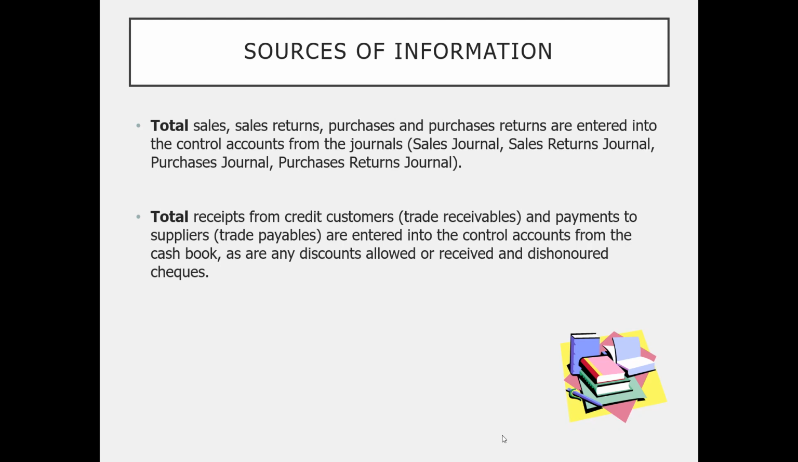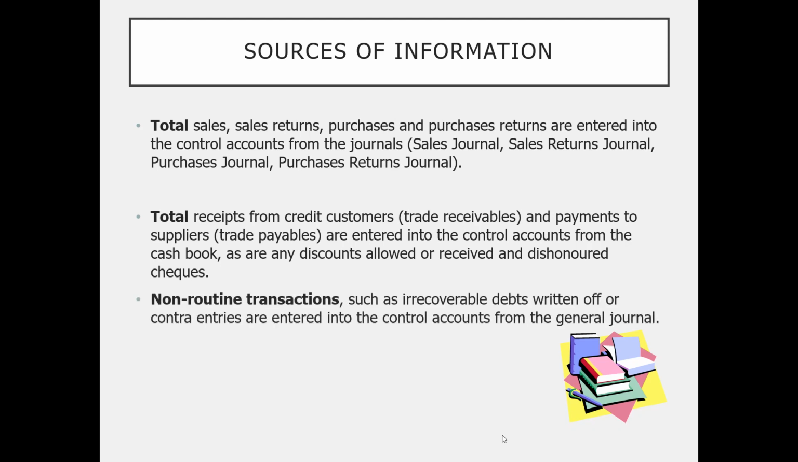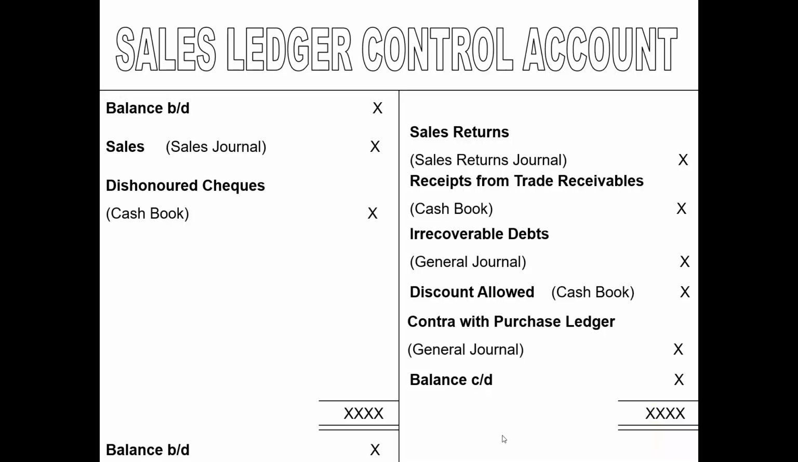Dishonoured cheques will also be found in the cash book. So if someone's bounced a cheque on us, that will be found in the payment side of the cash book. And then non-routine transactions. So if we've written off any irrecoverable debts or we've made any contra entries between the sales and purchases ledgers, then those will be found in the general journal. Okay, so this is what a sales ledger control account looks like, and it really isn't too complicated as long as you can get your head around the idea that we're just assembling this from the totals from those books of prime entry, so not adding up all the individual transactions that have happened.